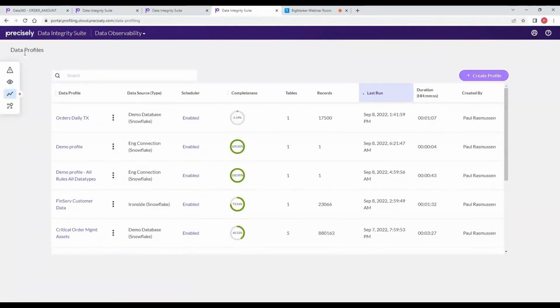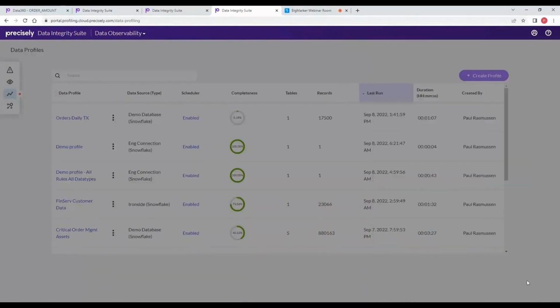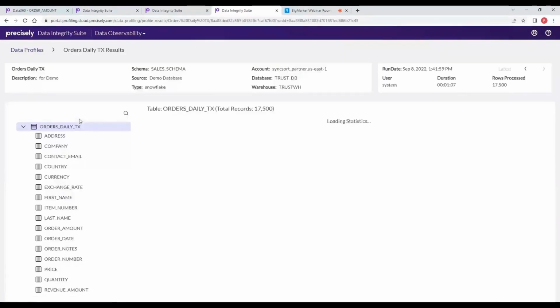So these are the multiple profiles that we have run on our data. If I go into one of these profiles, I can schedule them. They're running on a pre-scheduled basis, and I can dive into the details.